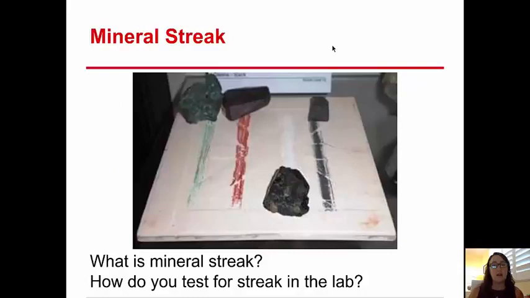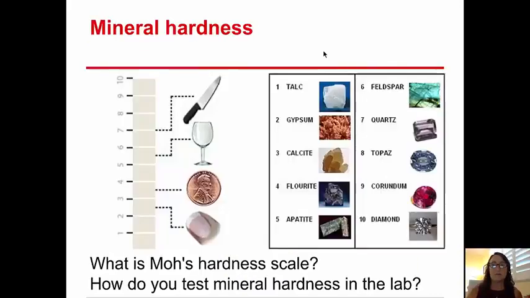Next, we have mineral streak. The streak of a mineral is the mineral in the powdered form. We do a streak test in lab by using an unglazed porcelain plate, and we rub the mineral against that plate, leaving behind the powdered form of the mineral. And as you can see here, sometimes the powdered form of the mineral, like malachite on the far left, is the same green color as the mineral itself. But other times, a mineral like hematite, the second from the left, which has a reddish-brown streak in powdered form, could be a completely different color. So mineral streak is the powdered form of the mineral.